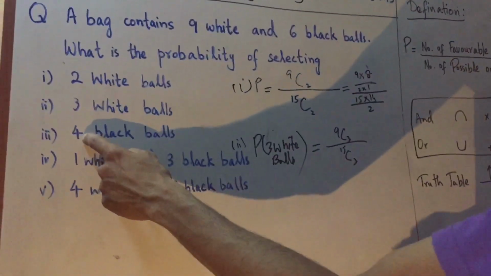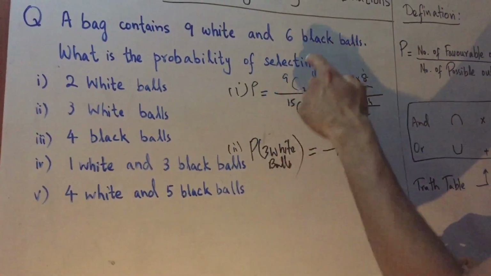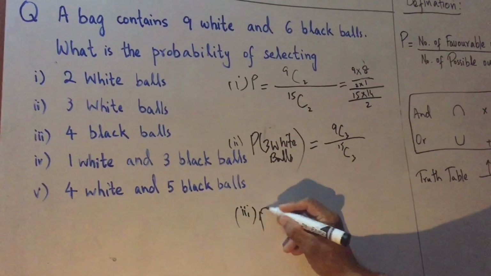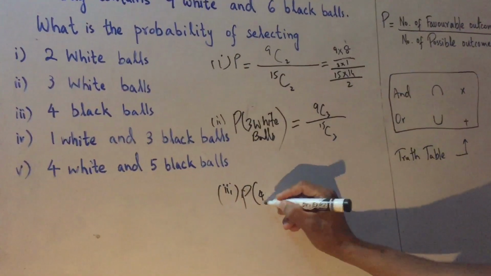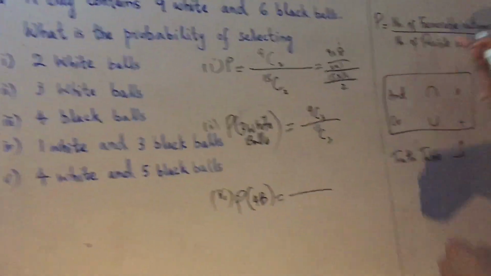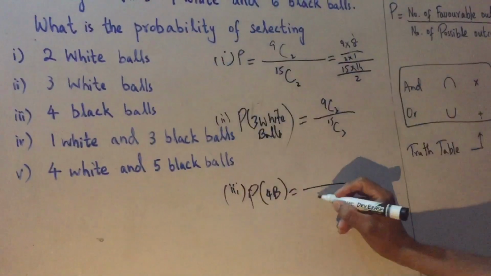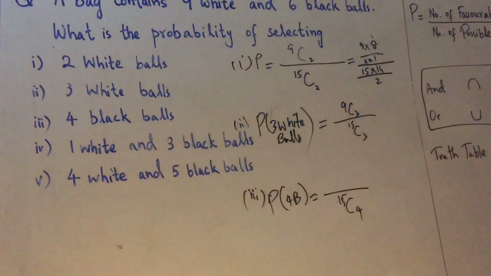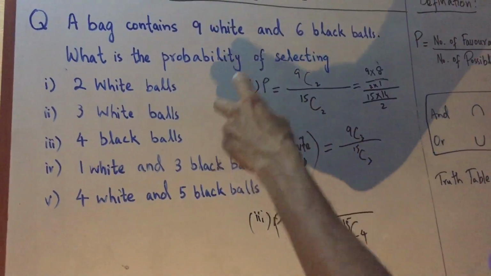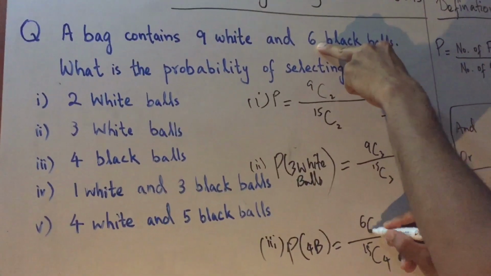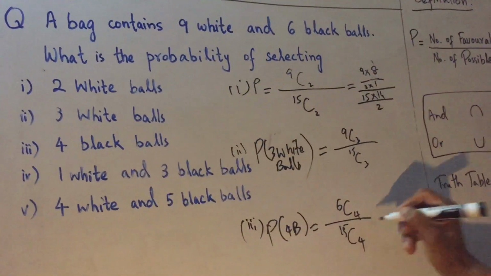Third question, 4 black balls. We have 6 black balls. The third question is the probability for 4 black balls. The number of possible outcomes is again 9 plus 6, 15C, and we want 4 balls, so 15C4. And the favorable outcomes: how many black balls? 6. We want to select 4 black balls, 6C4.